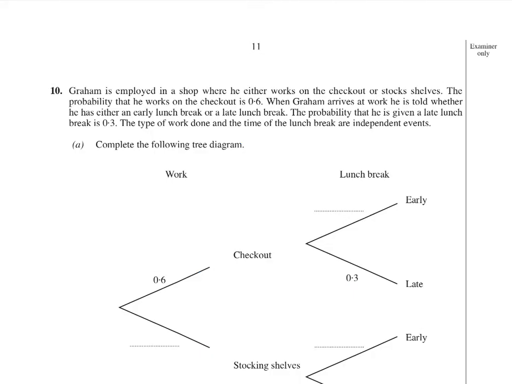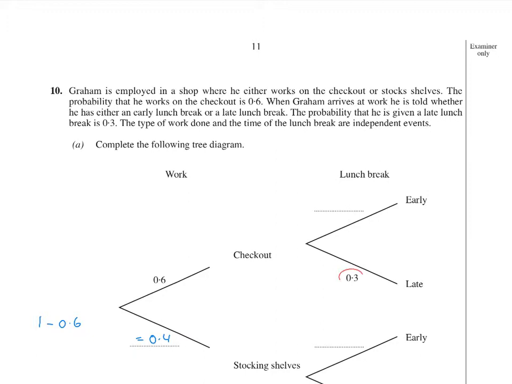Okay, so read the question, make sure you're happy with what it's telling us. It tells us he's in a shop where he stocks shelves or works in checkouts. The probability that he works in the checkout is 0.6. Now, that's this option here. All probabilities must add to 1. So effectively what you want to put into your calculator, if you are unsure, is 1 take away 0.6, and that is 0.4.